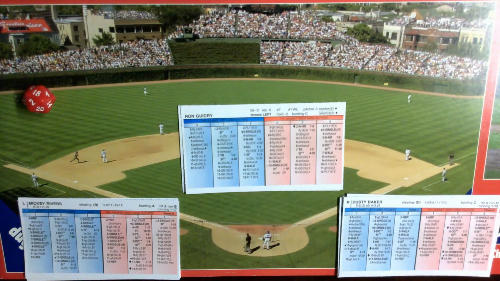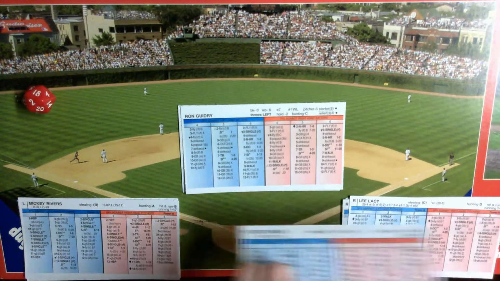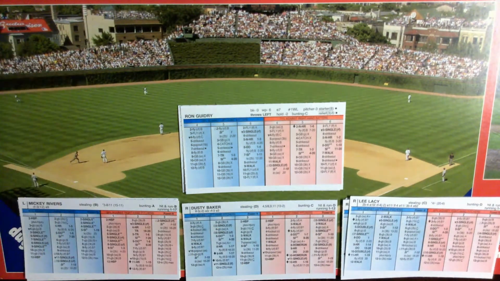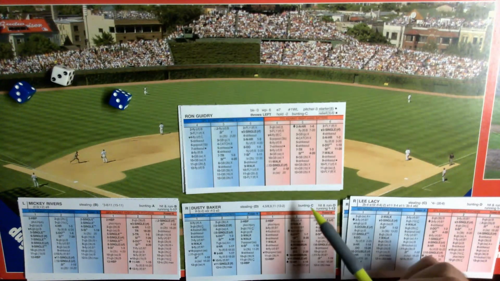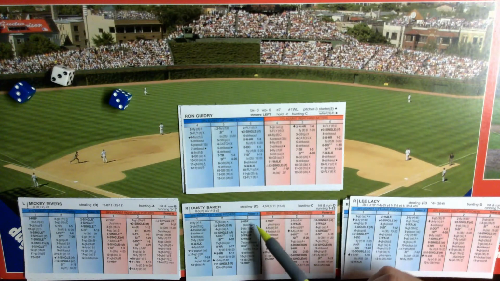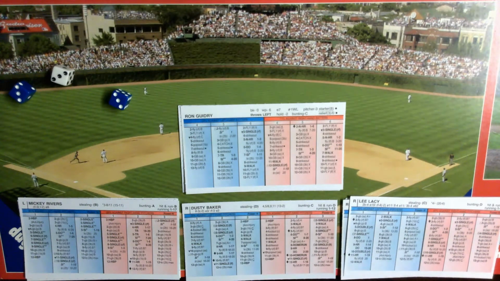So Guidry gives up that home run. Martin's going to keep him in the game. He is going to get the Yankees bullpen going though. That's a 3 and a 6 against a left-handed pitcher. 3 and a 6 is a walk.